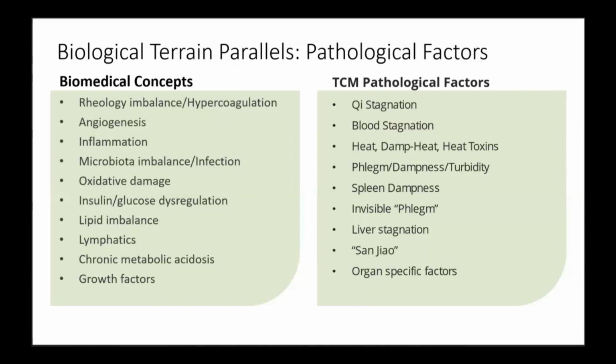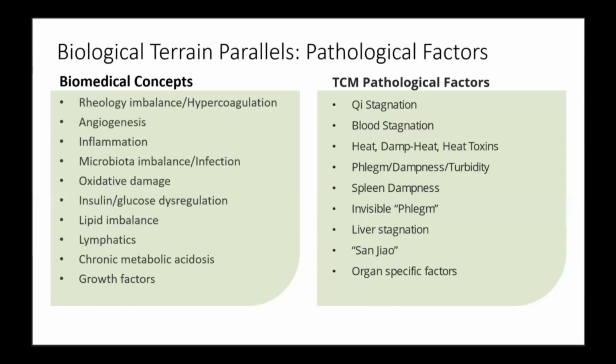well. Heat and heat toxins, again, inflammation, imbalances in the microbiota, oxidative damage, phlegm, dampness, turbidity, that's insulin and glucose dysregulation, lipid imbalance, lymph problems, spleen dampness. This is also part of this insulin glucose dysregulation. You'll see that in invisible phlegm. That's very close to that lipid imbalance stuff that's going on. Fatty acid metabolism, liver stagnation, the lymph system, inability to deal with oxidative damage.